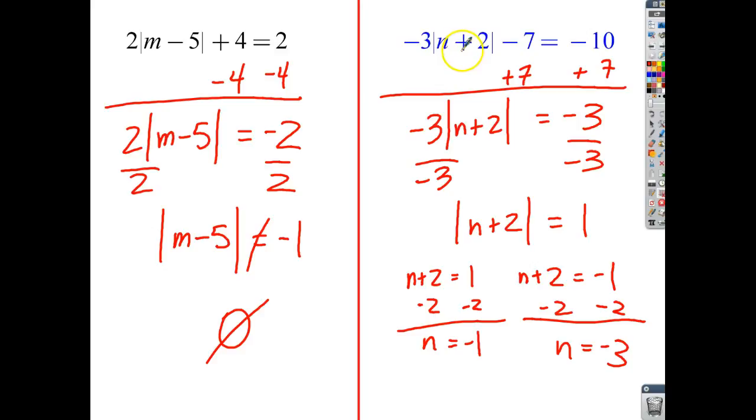Negative 3 plus 2 is negative 1. The absolute value of that is 1. Negative 1 times negative 3 is negative 3. Minus 7 is going to be equal to negative 10. So it does work, and we're in a good spot.